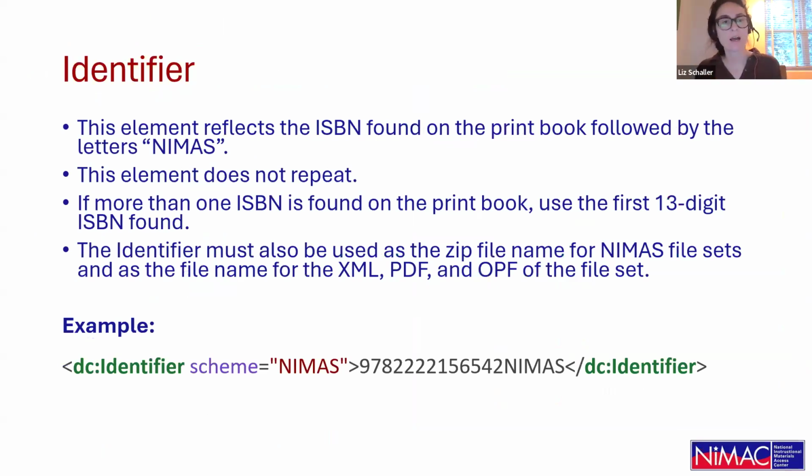Next, identifier. This element reflects the ISBN that's found on the print book, followed by the letters NIMAS, N-I-M-A-S. This element does not repeat, and if there is more than one ISBN found on the print book, you want to use the first 13-digit ISBN that's found. The identifier is really important because it's also used as the zip file name for the NIMAS file set, as well as the file name for the XML, PDF, and OPF files. So you'll see in the example here, you have that 13-digit ISBN followed by NIMAS. That is how your identifier should be formatted.